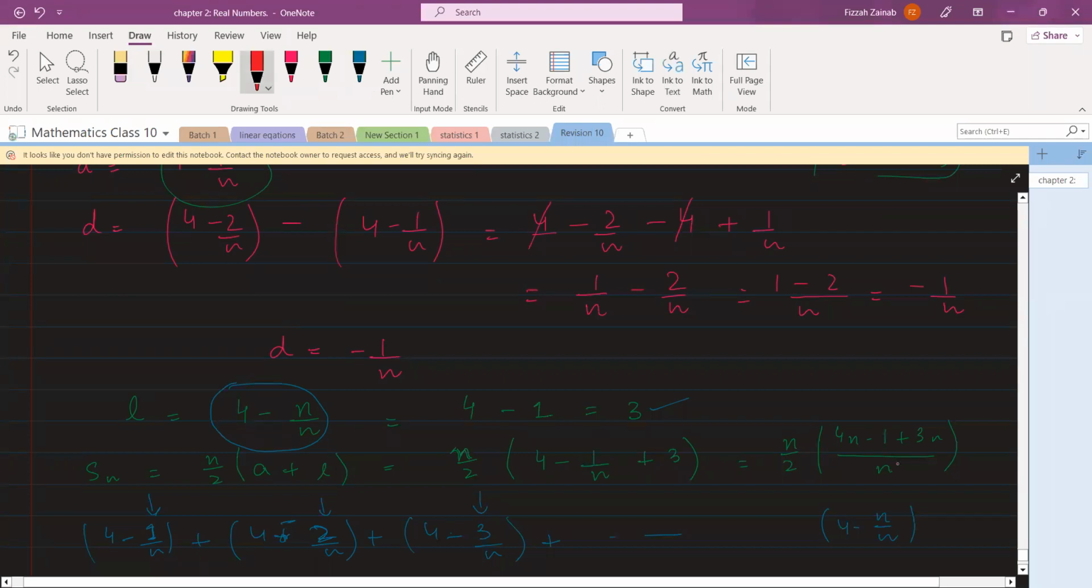So now this n will get cancelled out. And this 4n plus 3n is 7n minus 1, divided by 2. So this is the sum of n terms of this series. Clear? Now 76th question, you try please. This is easy. And tell me the answer quickly.